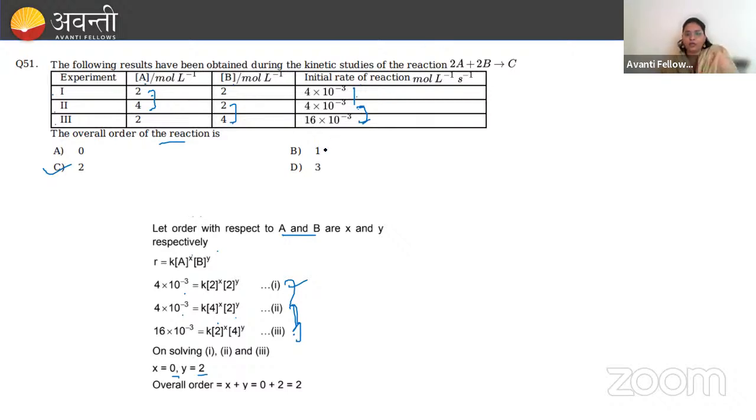Any doubt in this? 4 into 4 are 16. So the rate has become 4 times.